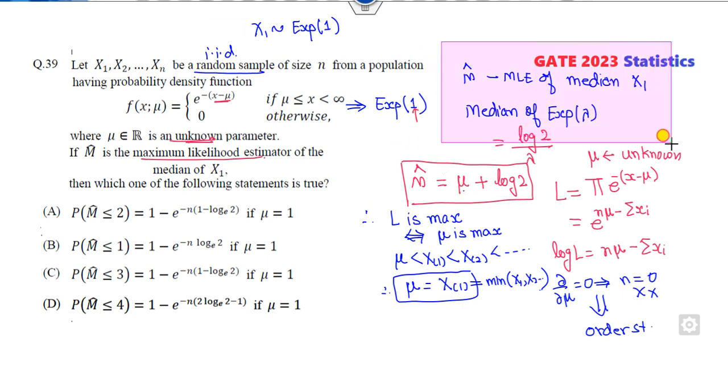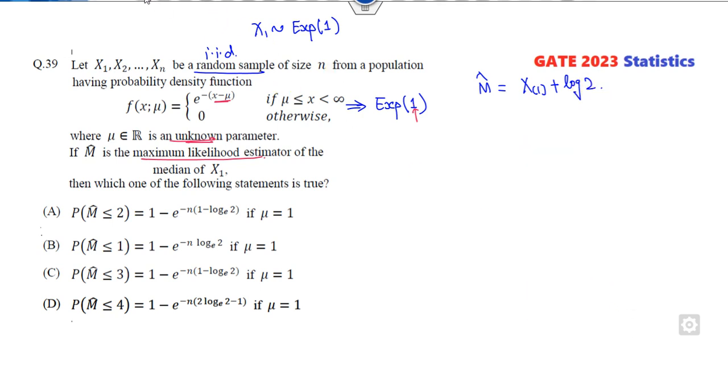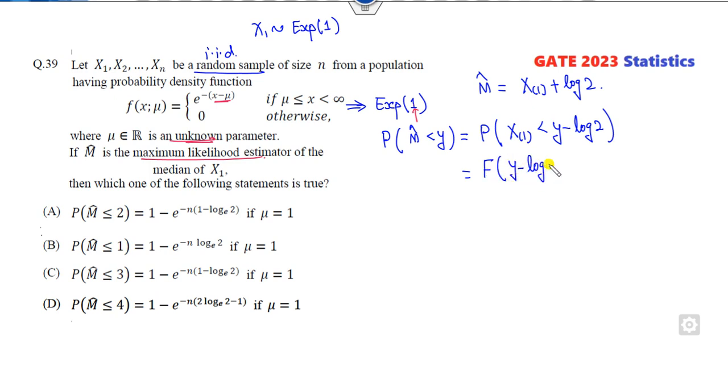Now that's over. If I substitute this value here, what is my m cap? M cap is x1 plus log of 2. Now I can substitute in the given options. Basically your target is to find the probability that m cap is less than y, where y can be anything. M cap less than y is nothing but x1 less than y minus log of 2. So I can write this as the CDF at y minus log of 2. Now what is x1? X1 is the minimum of x1, x2 and xn.